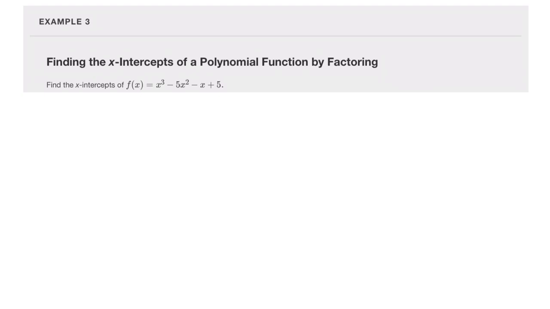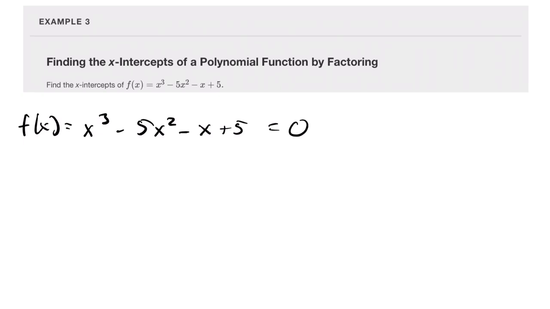Okay, that's fine. So find the x-intercepts. We want to set this guy to 0 and solve, and we have a polynomial with 4 or more terms. So we're probably going to try factor by grouping. Here's a copy of the original: x cubed minus 5x squared minus x plus 5 equal to 0. Usually, whenever we have 4 or more terms, first we try to factor out any GCF. I don't think we have any greatest common factor here other than 1.